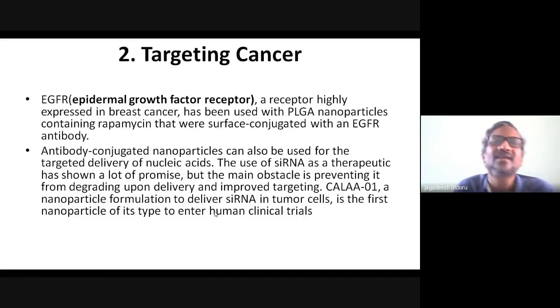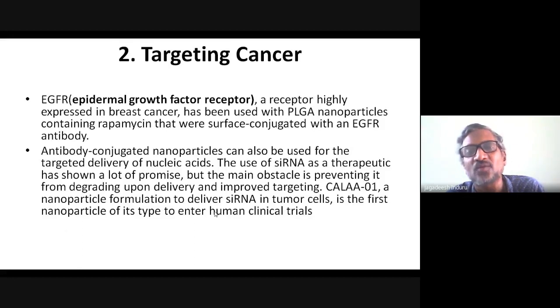Similarly, if you look at the targeting for the cancer, one approach which came into existence long back is the epidermal growth factor receptor. If you see here, everything is a receptor. What is this receptor? This receptor is nothing but a protein. Where is the protein coming from? This protein is coming from the single cell.